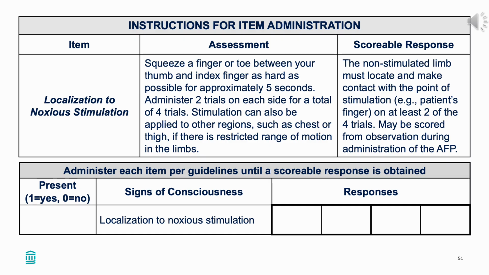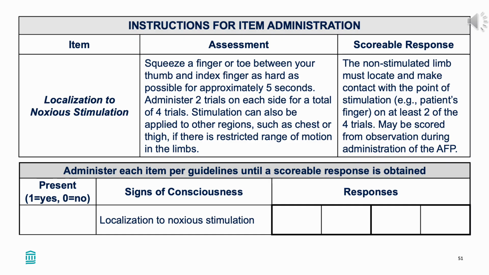For localization to be considered present, the patient must use their non-stimulated limb to locate and make physical contact with the point of stimulation in at least 2 out of the 4 trials. Localization may also be scored if the patient uses their non-stimulated limb to contact the examiner's hand during administration of the Arousal Facilitation protocol. If observed, attempted localization toward a breathing tube can be scored as present if the movement is specific to the tube and not a generalized posturing response.